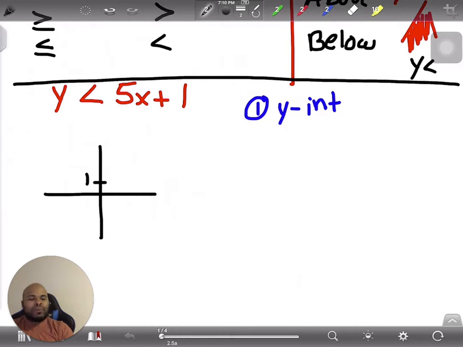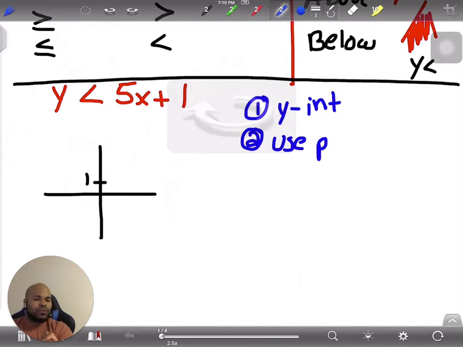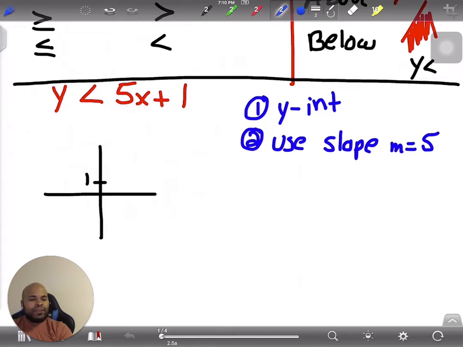And my slope is positive. Now I'm going to use slope to plot the next point. The slope here is 5, so m equals 5. Again, this is y equals mx plus b. But a slope is a fraction. It's rise over run. So from here, I have to go up 5: 1, 2, 3, 4, 5. And then you're going to go over 1. So when you go over 1, you have another point.